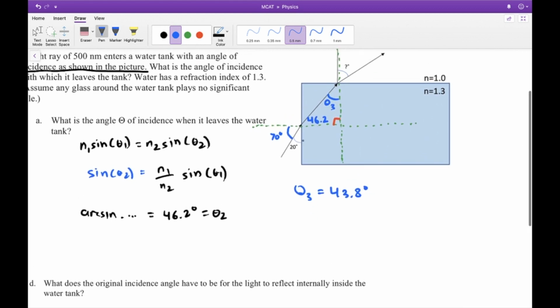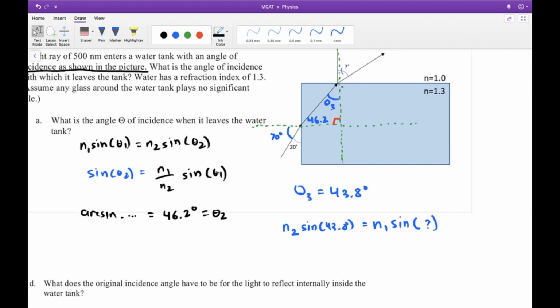And then again, remember how I said Snell's law? We already did that. Basic geometry, we just did that. And then Snell's law again. So now we do N2, 1.3. N2 sine 43.8 equals N1, the outside air, because the 43.8 degrees here is with respect to n2, so 1.3. And then the exiting angle is with respect to the outside n, which is 1. So times sine of question mark, theta 4, whatever you want to call that.